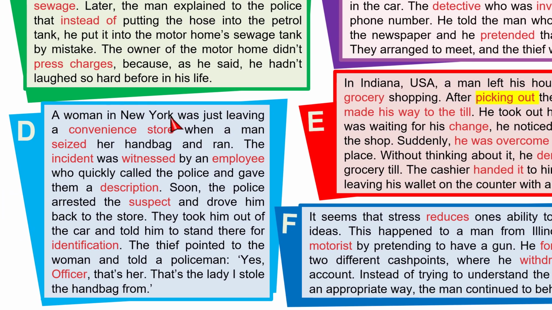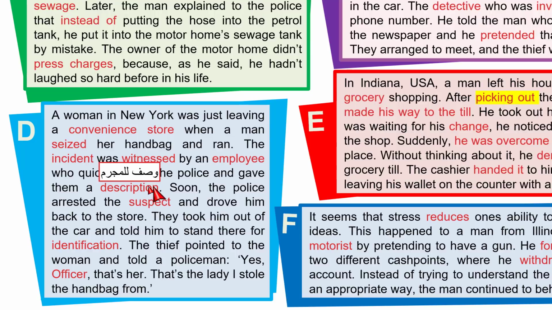A woman in New York was just leaving a convenience store. A convenience store is very similar to a grocery store, but it works for more hours, extended hours. When a man seized her handbag, grabbed her handbag and ran, the incident, the crime, was witnessed by an employee, somebody who worked for the convenience store, who quickly called the police and gave them a description. He told them what the criminal looked like.